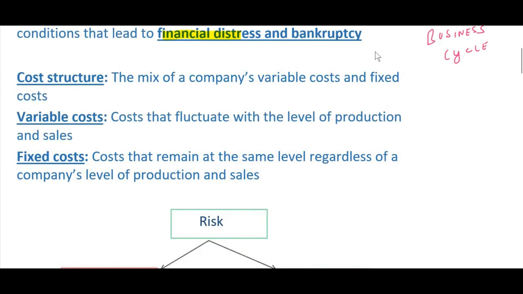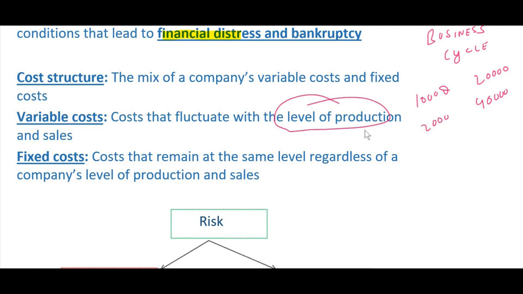Now let's talk about the cost structure. The cost of a company is divided into two parts: the variable cost and the fixed cost. Variable costs vary with the level of production. If I produce 1000 units, the cost will be, let's say, 2000. But if I produce 20,000 units, then my cost will be 40,000. So it varies with the amount of production.